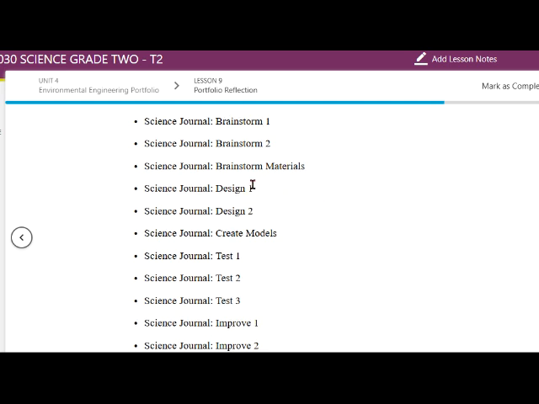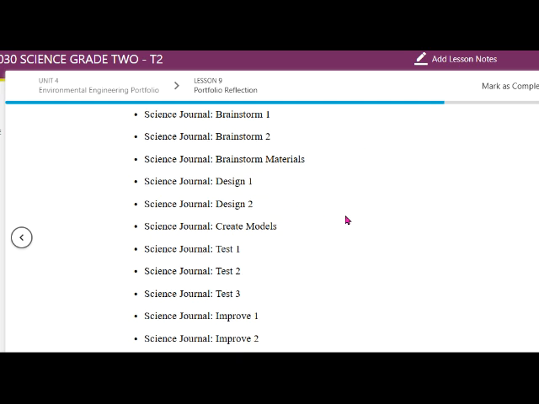I put mine actually in my design. They can come after your brainstorm. They can come after your design. They need to be in one of these 2 sections. Make sure they're somewhere right here. So I had brainstorming, design, and I started with materials, and then my steps. So my steps of my design came next.